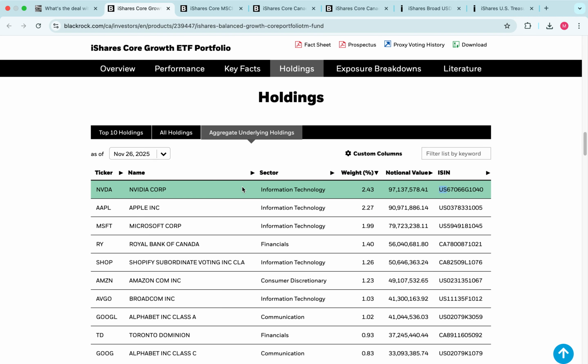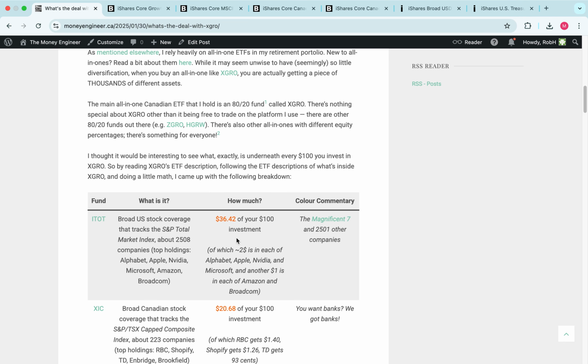So NVIDIA 2.43%, or put another way, $2.43 of every $100 you put into XGRO will yield NVIDIA. $2.27 for Apple, $1.99 for Microsoft, and so on and so on. So I think you begin to see how this can work, right? Especially if you only care about the very largest of them. And I broke that down a little bit for you.